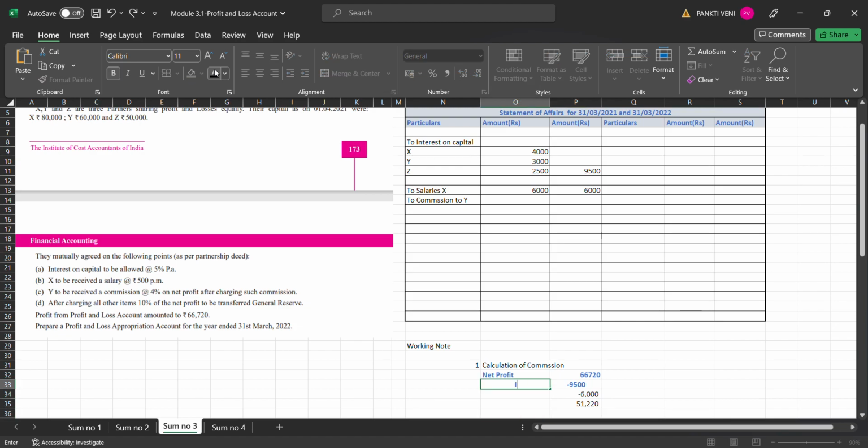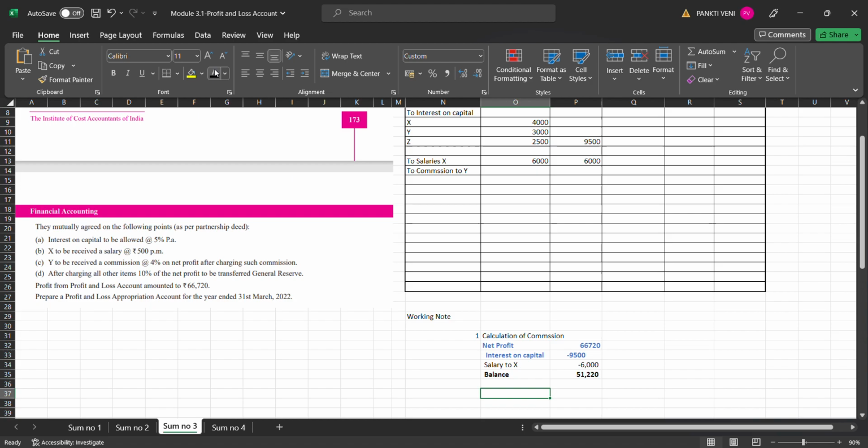So I'll remove my interest on capital amount. I'll remove my salary to X. This will be my balance. So if I do this, I'll get my answer, 51,220. So this I got.